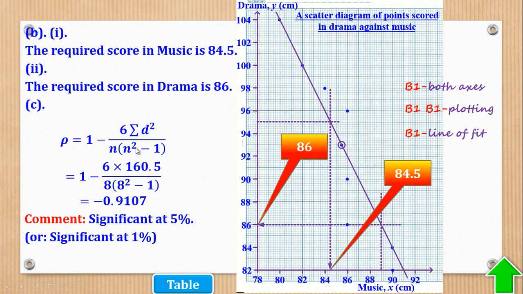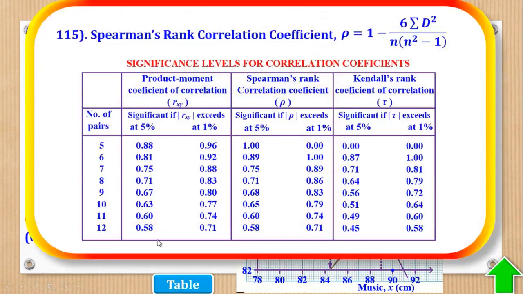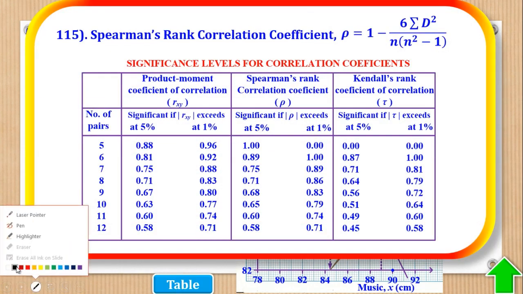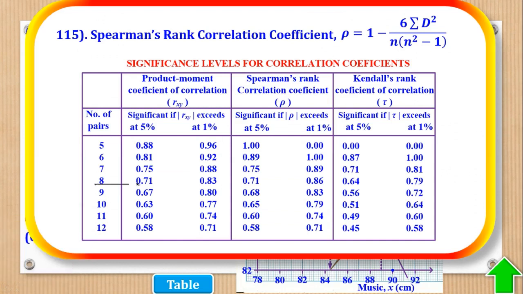So first of all, the pairs are 8. So we shall come here and say that for 8 pairs we have this. So there is this and there is also this.